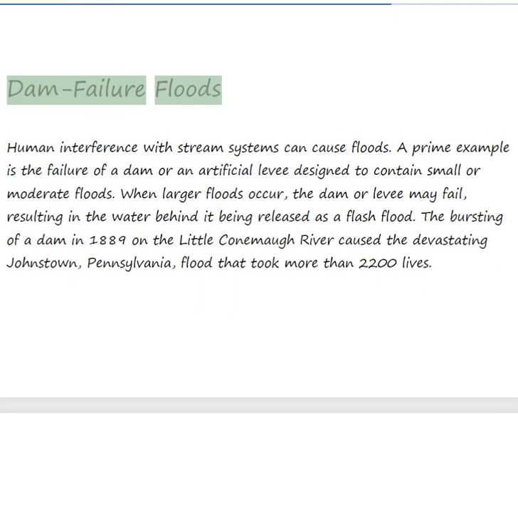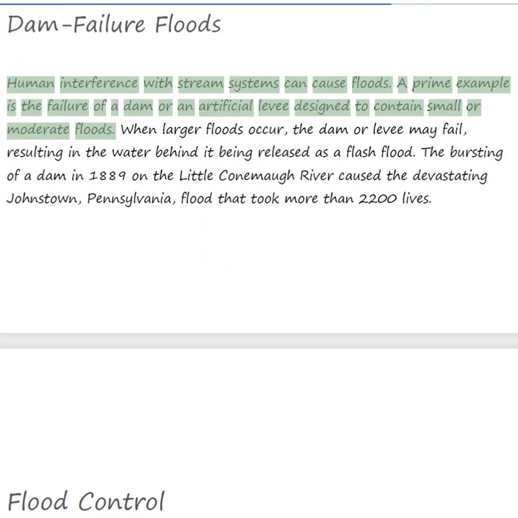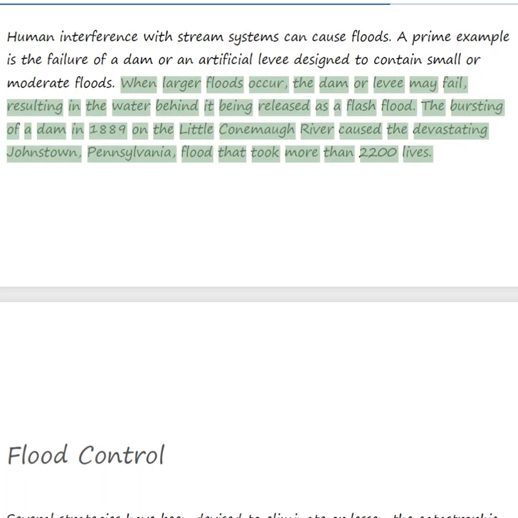Dam failure floods. Human interference with stream systems can cause floods. A prime example is the failure of a dam or an artificial levee designed to contain small or moderate floods. When larger floods occur, the dam or levee may fail, resulting in the water behind it being released as a flash flood. The bursting of a dam in 1889 on the Little Conemaugh River caused the devastating Johnstown, Pennsylvania, flood that took more than 2,200 lives.